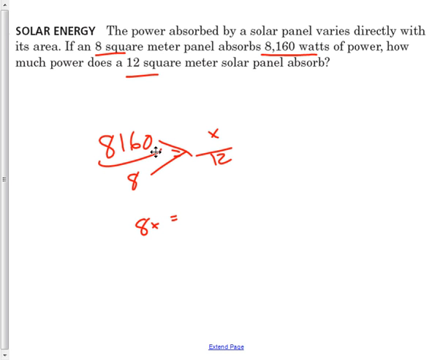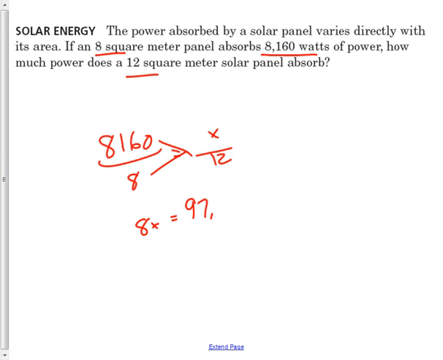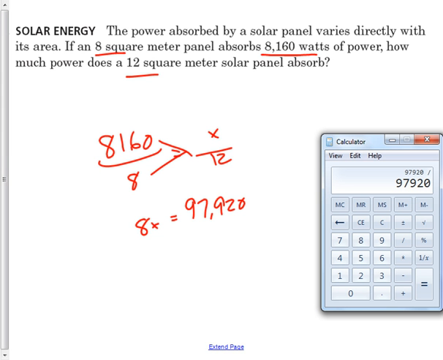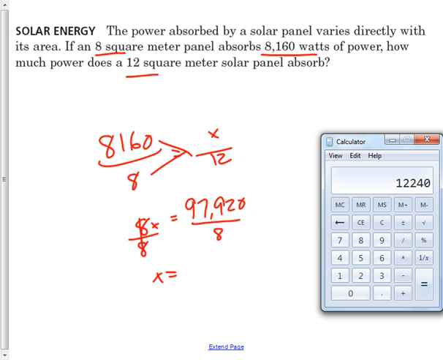And down here we're going to have 8,160 times 12, which gives us 97,920. So we have 97,920. And then we need to take that number and divide it by 8, get 12,240. So when we divide by 8, the 8s will cancel, x equals, and so what do we have there?